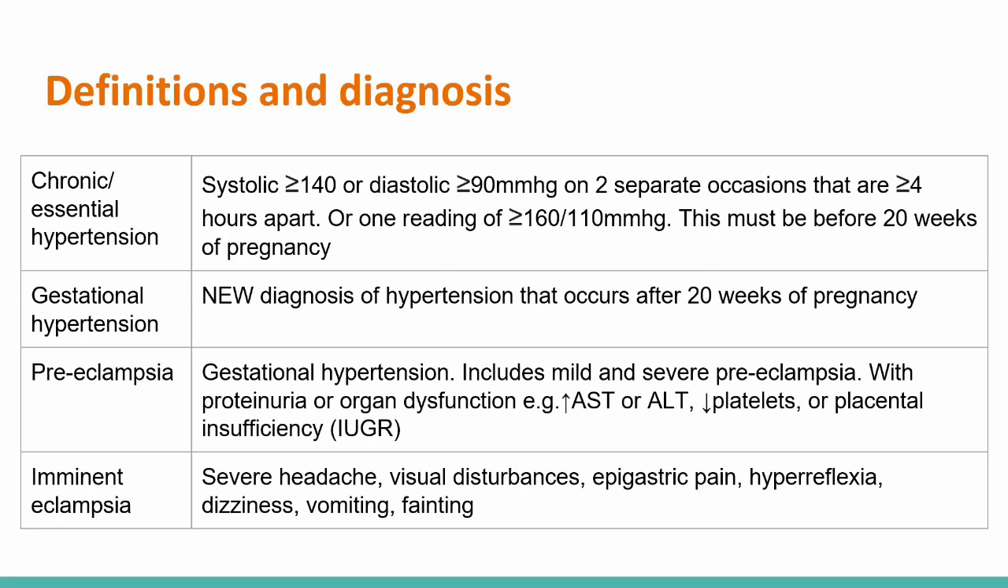We get preeclampsia, which is gestational hypertension and includes mild and severe preeclampsia with various levels of organ dysfunction and proteinuria. For example, we can see increased liver enzymes, decreased platelets, or even placental insufficiency in the form of intrauterine growth restriction. We also get imminent eclampsia, and this is when the patients come in with symptoms such as headaches, visual disturbances, epigastric pain, hyperreflexia, dizziness, vomiting, and fainting.